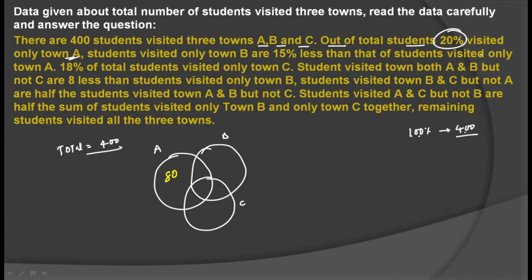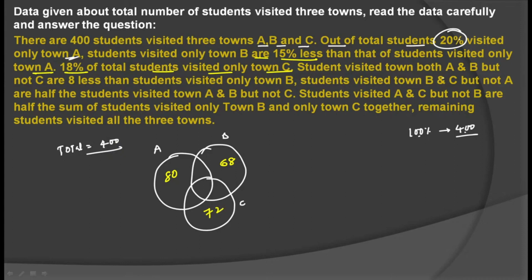Now the next one. Students who visited only town B are 15% less than the students who visited only town A. If you compare, 15% fewer students visited only town B compared to only town A. So 15% is the data. 10% is equal to 8, 15% is equal to 12. So compared to only town A, 12 members are fewer in only town B. Now this is the value, 60. Now, 18% of total students visited only town C. 18% out of 400: 10% is equal to 40, 18% is equal to 72. 72 members visited only town C.